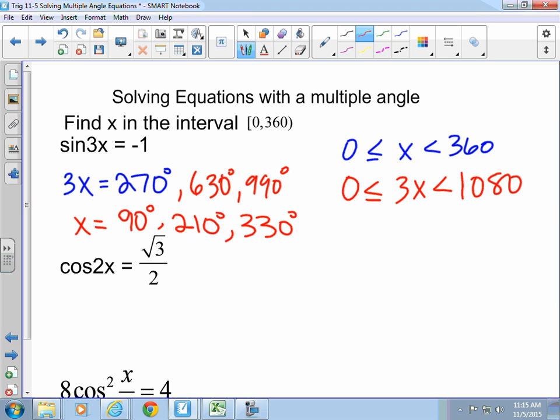Quick question. What if this is a half x? Then you'd only have to go half as far, right? Because then you'll double this, and we'll look at that every time. Okay, any questions about this answer? So that's the new stuff for the day, working with multiple angles.